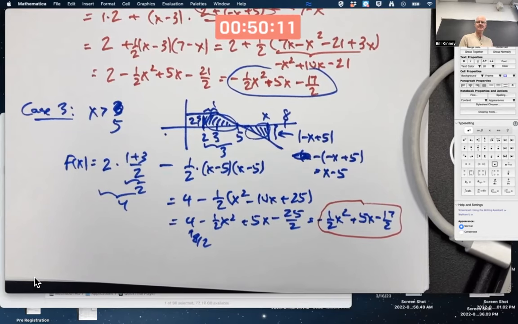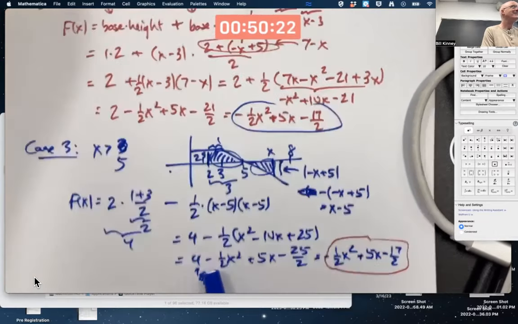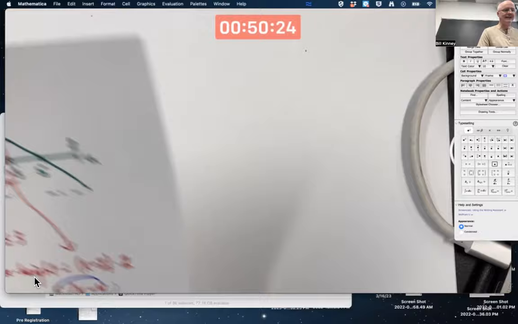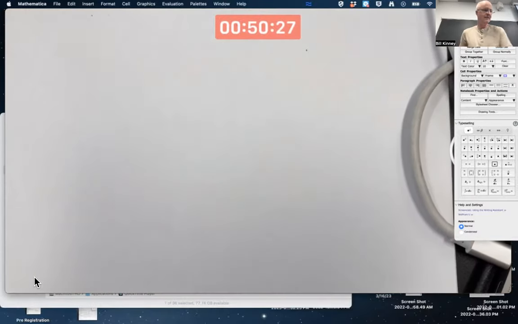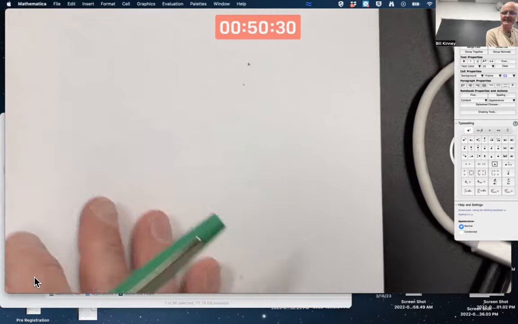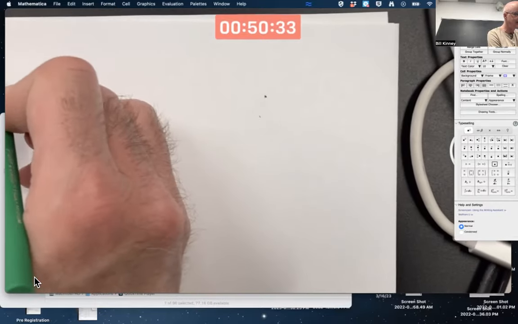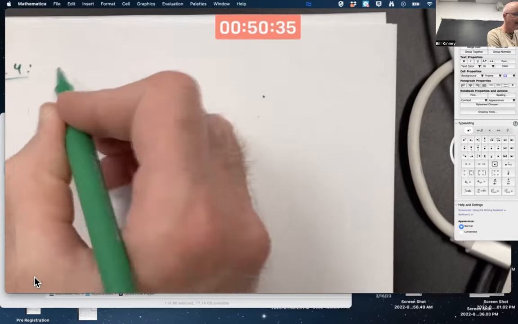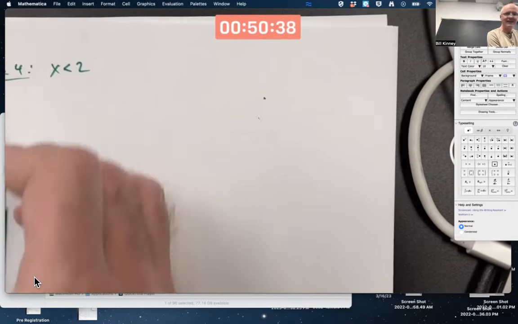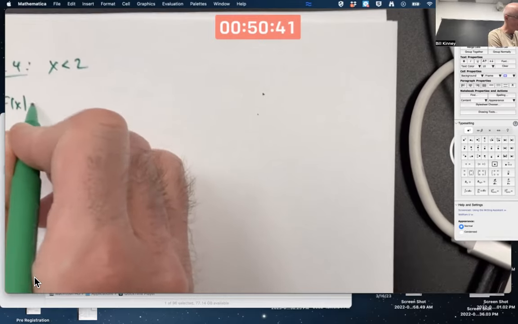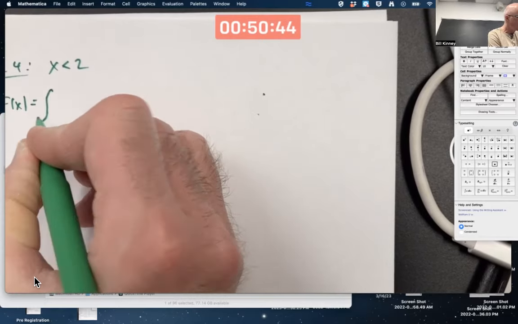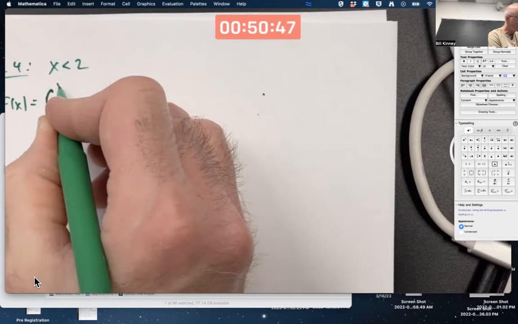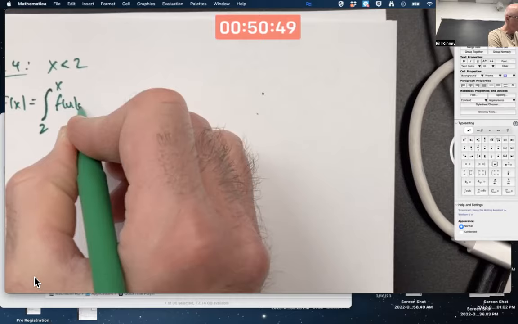Here's one more case. And this last case is going to also illustrate something at the end of chapter 5. Hanging with me here? Case 4, the last case, is when x is less than 2. Case 4, x is less than 2. Capital F of x is still, even in case 4, the integral from 2 to x of little f of u du.